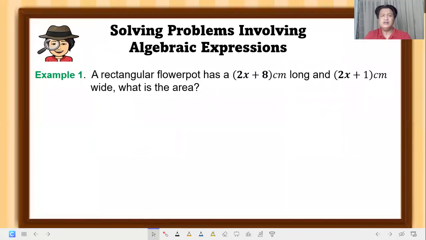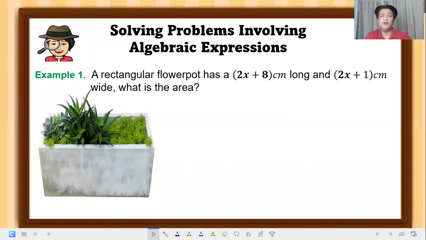Okay? So with that, let's have example number 1. A rectangular flower pot is 2x plus 8 centimeters long and 2x plus 1 centimeters wide. So what is the area of this rectangular pot? Okay, so we have to analyze first. Okay, ito po yung ating figure of the rectangular flower pot. Okay, and identify the given.